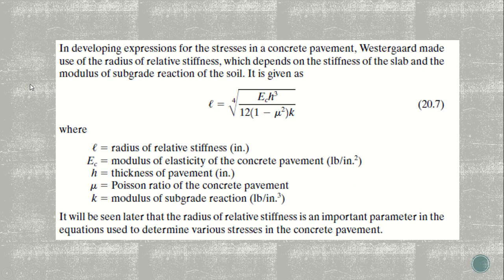In developing expressions for the stresses in a concrete pavement, Westergaard made use of the radius of relative stiffness, which depends on the stiffness of the slab and the modulus of subgrade reaction of the soil. It is given as this equation, where this is the radius of relative stiffness, E sub c is the modulus of elasticity of the concrete pavement, h is the thickness of the pavement, mu is the Poisson's ratio of the concrete pavement, and K is the modulus of subgrade reaction.